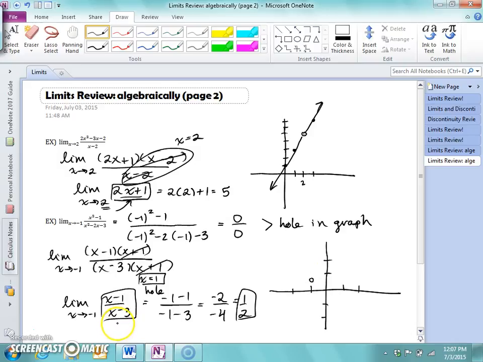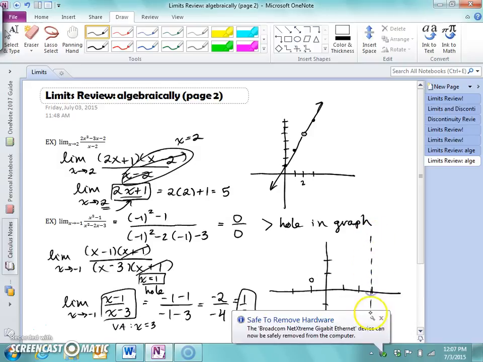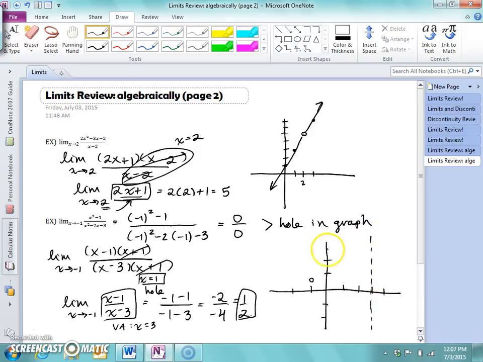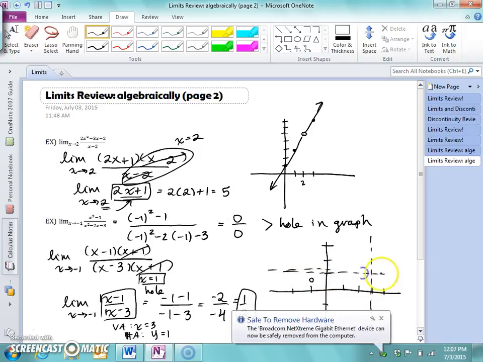Now, if I'm going to graph the rest of this thing, I have a vertical asymptote at x equals 3. And I have a horizontal asymptote because the degree is the same in the numerator and the denominator. I have 1 over 1. So I have a horizontal asymptote of 1. Oops. And let me see here.